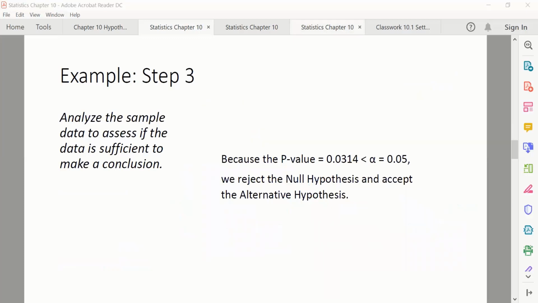So now we analyze and we look at the p-value, which is less than 0.05. Therefore, we can reject the null hypothesis, that hypothesis that said there is no change, and accept the alternative hypothesis.